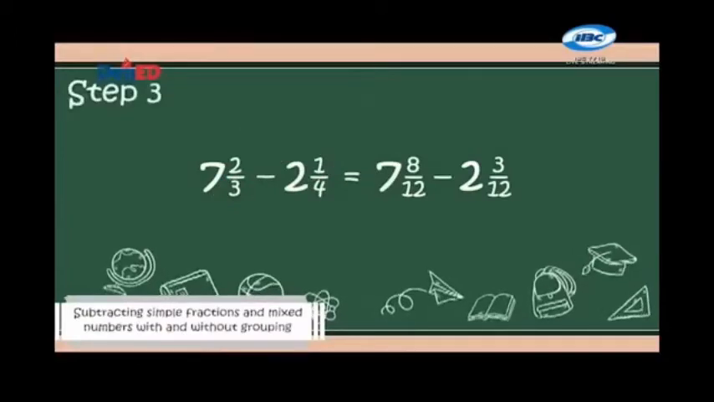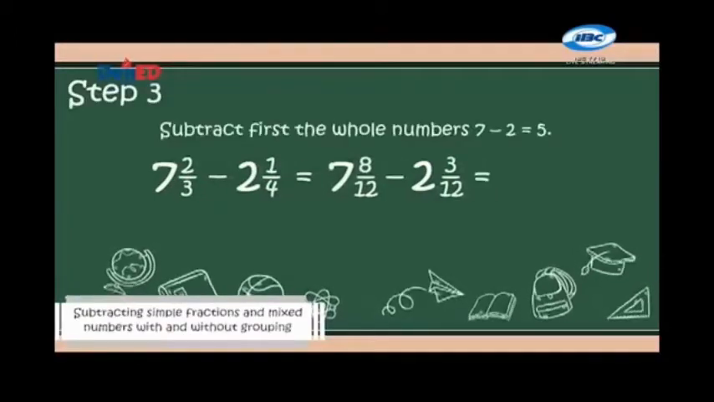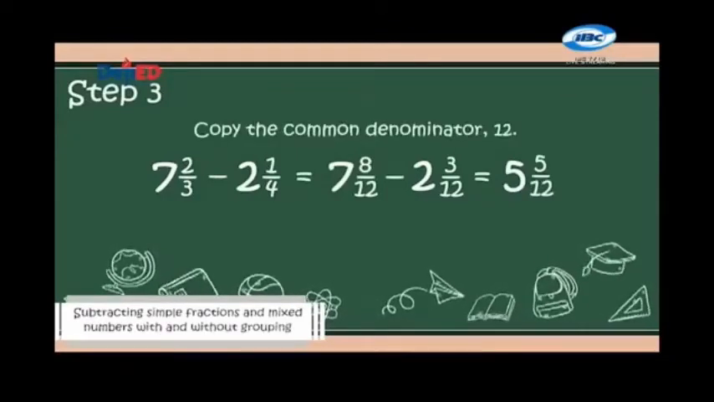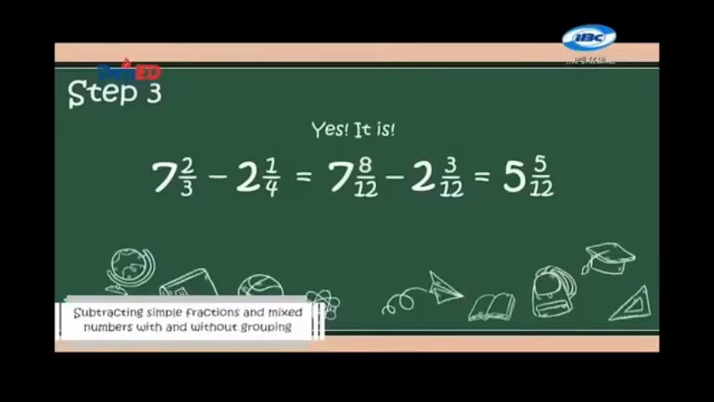Step 3. Subtract first the whole numbers. 7 minus 2 equals 5. Next, subtract the numerators. 8 minus 3 equals 5. And copy the common denominator, 12. We have 5 and 5/12. Is it already in lowest term? Yes. Therefore, our final answer is 5 and 5/12.